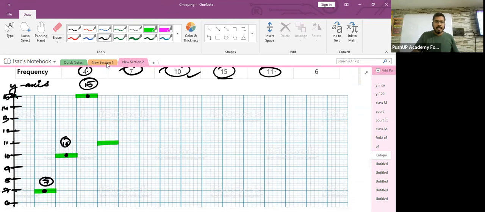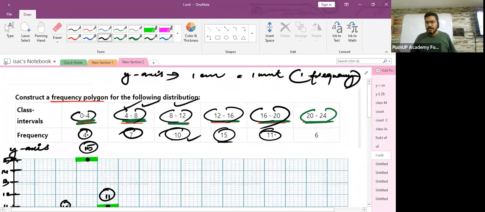Okay, let me highlight it. And then in the middle, I will put a dot. You can also do the same thing in the exam, children. Highlight that portion first, okay, with a marker, and then put a dot in the middle. Okay. So what was the frequency here? 11. Now let's do it for the last one, which is 20 to 24.